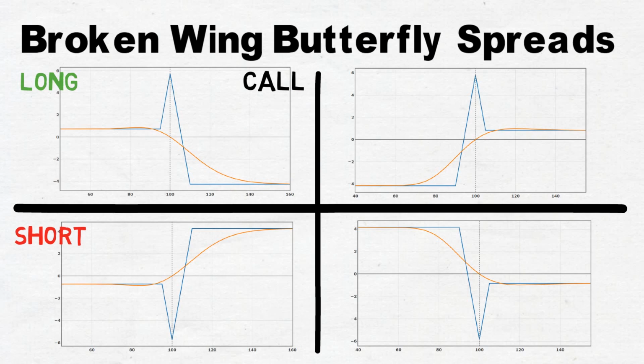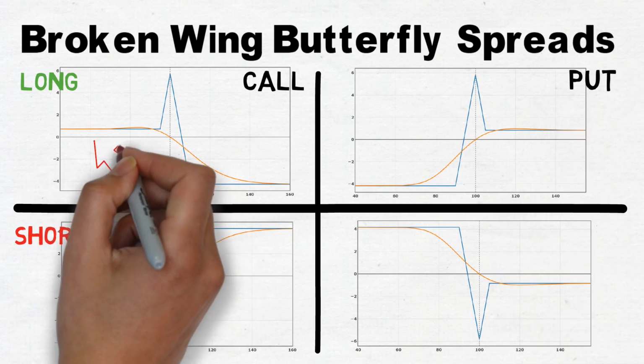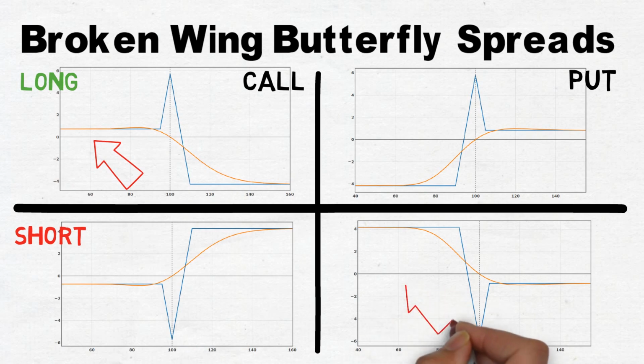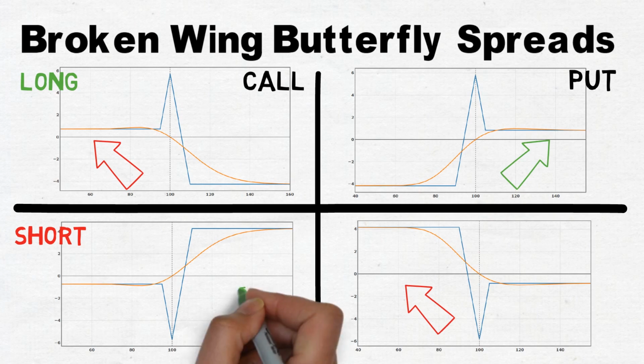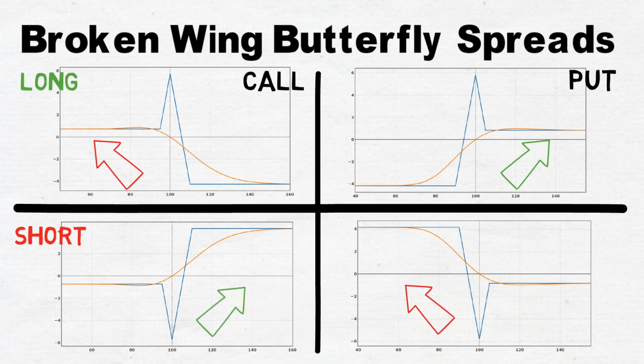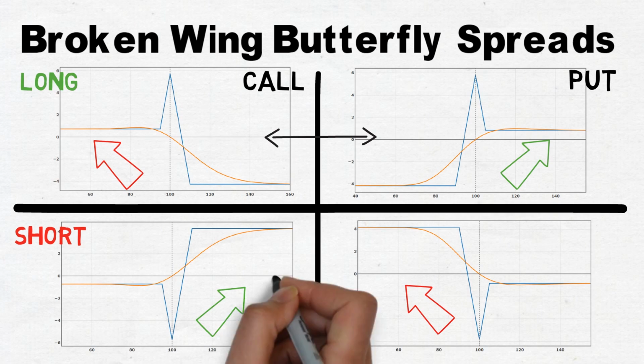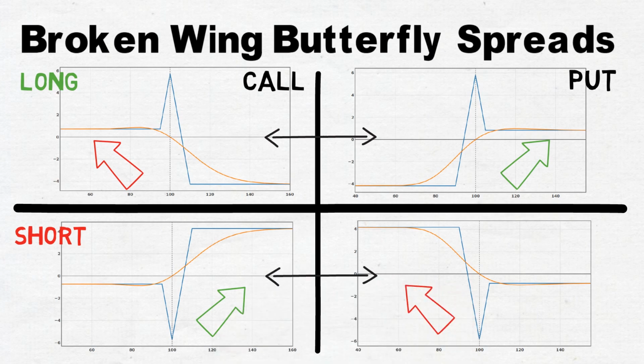As you can see on the payoff chart, long call and short put broken wing butterflies are bearish strategies and the other 2 are bullish strategies. Furthermore, you can see that long call and long put broken wing butterflies are basically just mirror images of each other. The same goes for the short versions.